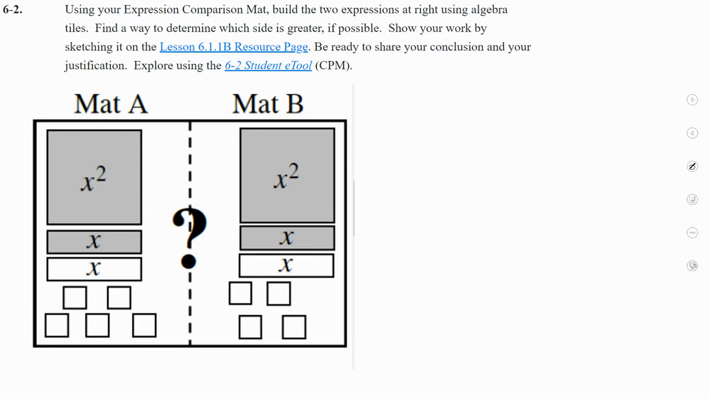to help us solve. So if you look at mat A here, you have the x squared and the x squared are the same. They're on the same side of a scale if you think about it. They're on the same side of an equation. So what you have to do is you have to remove those. So that x squared and that x squared, if they are both removed, then that keeps the equation balanced. We removed x squared from each side.